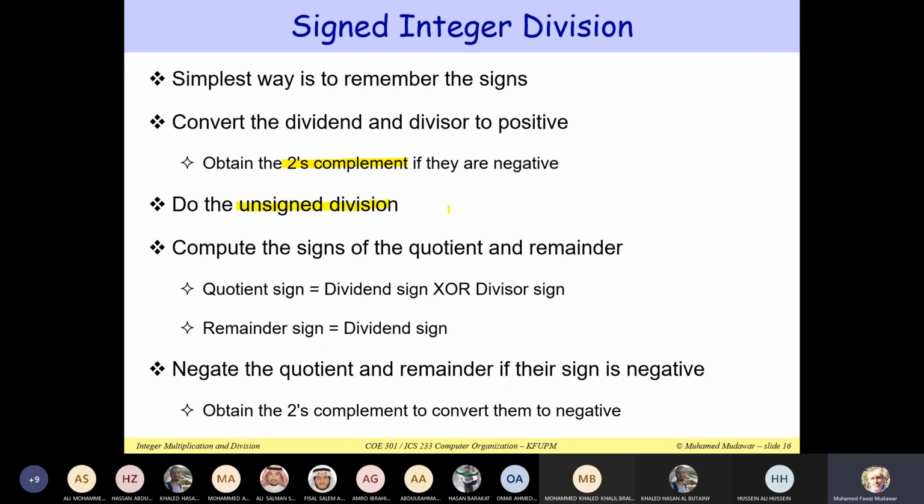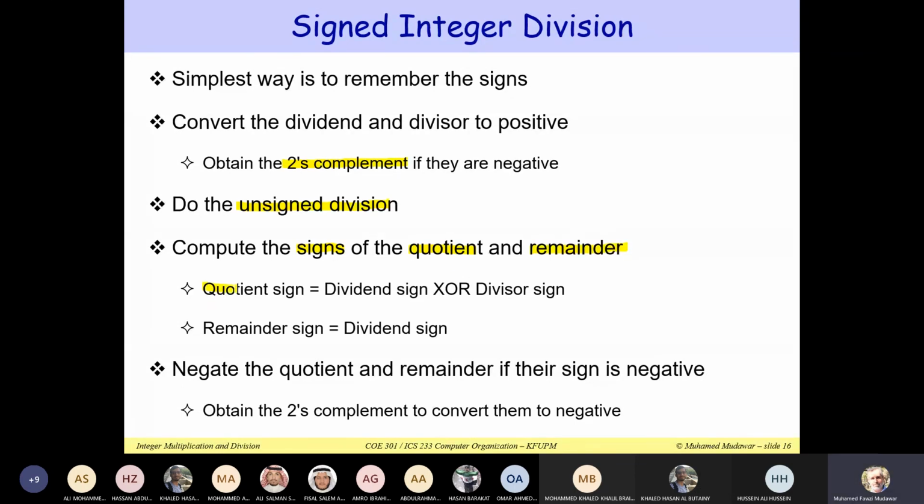So only divide the positive numbers. Do not divide if it is negative. Take the 2's complement and then divide the positive numbers. So do the unsigned division and compute the signs of the quotient and remainder.